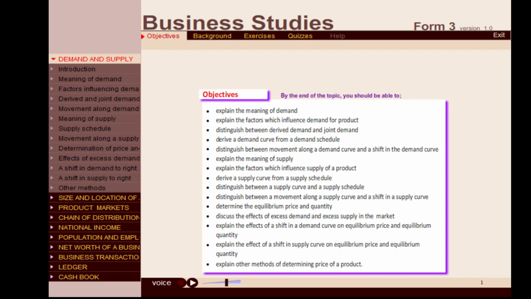distinguish between a supply curve and a supply schedule, distinguish between a movement along a supply curve and a shift in a supply curve, determine the equilibrium price and quantity, discuss the effects of excess demand and excess supply in the market, explain the effects of a shift in a demand curve on equilibrium price and equilibrium quantity. Explain the effect of a shift in supply curve on equilibrium price and equilibrium quantity. Explain other methods of determining price of a product.